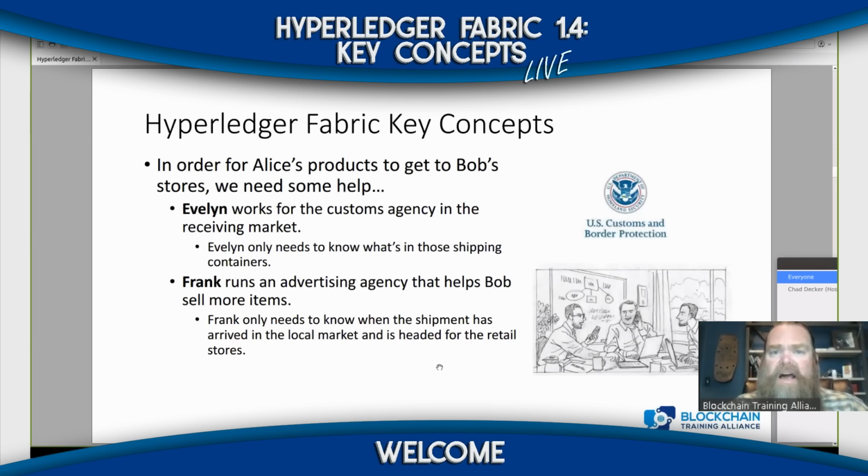So she just needs to see bills of lading. She needs to see shipping manifests. She just needs to make sure that no dangerous or prohibited goods are coming into the local market, that all appropriate taxes have been paid, et cetera, et cetera. Evelyn does not need to know what price Alice and Bob negotiated with each other. She does not need to know what Bob's sales figures look like. And then last but not least, we have Frank. And Frank runs an advertising agency.